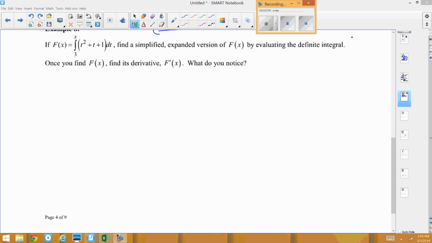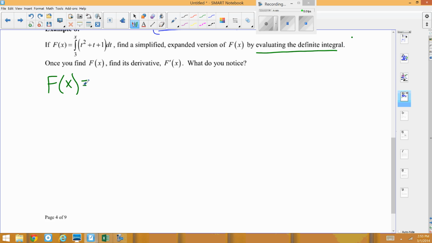Alright, so example 8 here. We're going to evaluate this definite integral. Let's just start there. Add 1 to the power, divide by the new power: 1/3 t cubed plus 1/2 t squared plus t, and we're going to evaluate that from 3 to x.